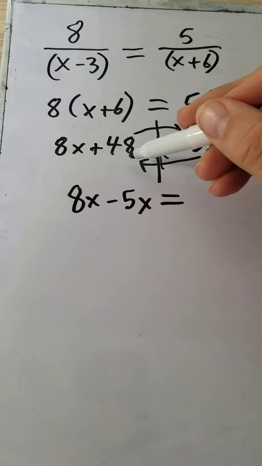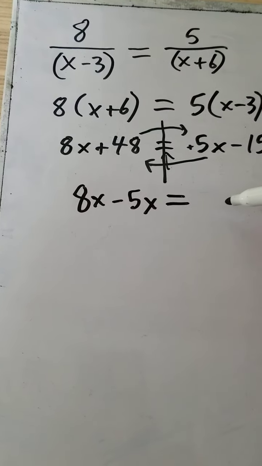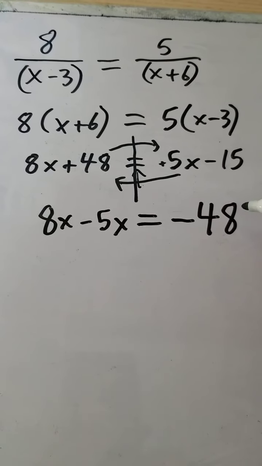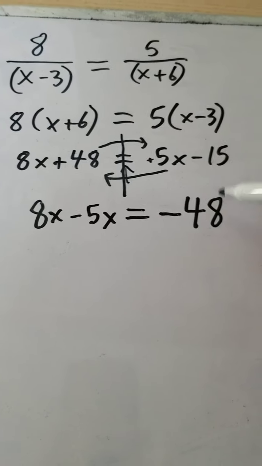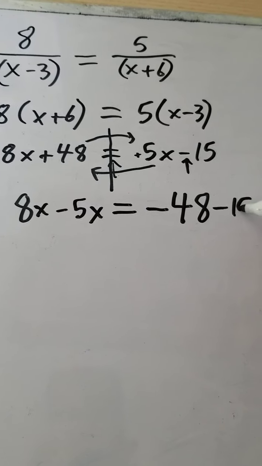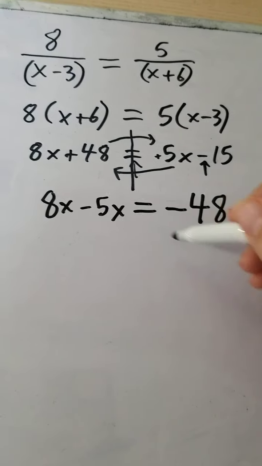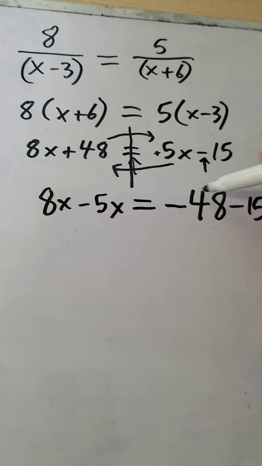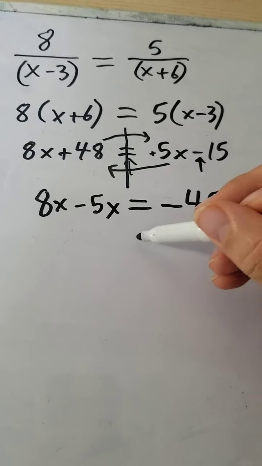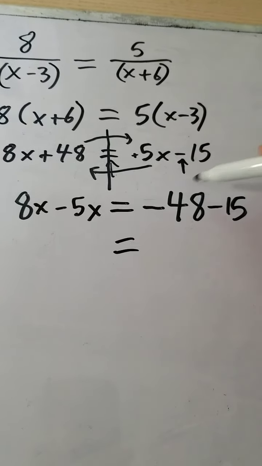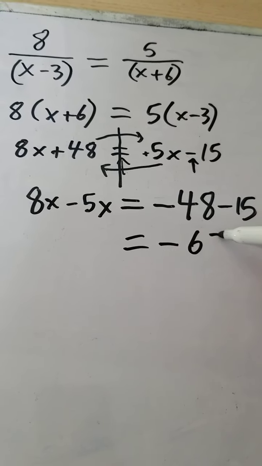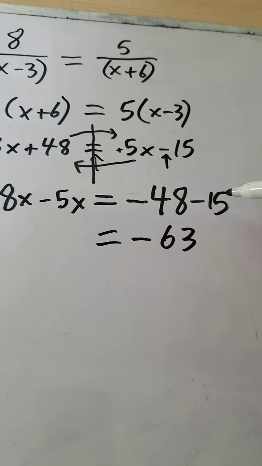Now that 48 is a plus here. When it moves across, it becomes a minus 48, right? So that minus 48 is now on this side. And what was this? Well, this is still a minus sign. So minus 15. Now this is a bit tricky, but think about it like if I owe you $48 and then I owe you another 15, well, that gets it more negative, right? I owe you even more. So what is that? That's negative 63 when you put those together.